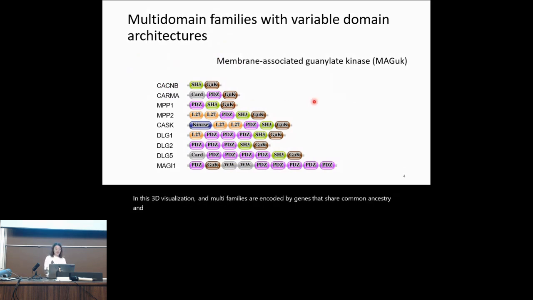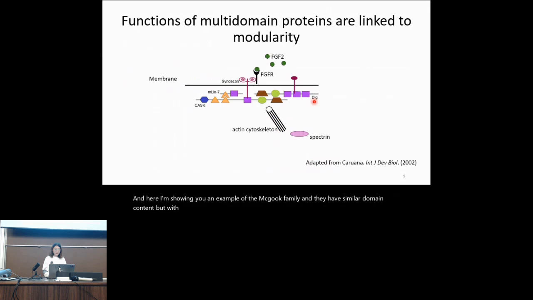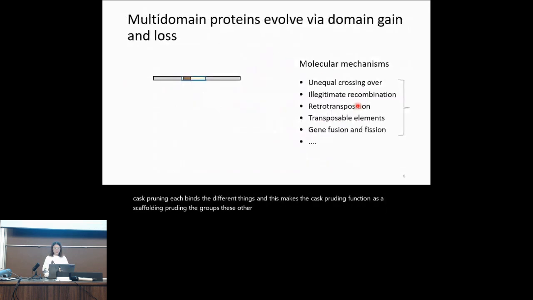Here I'm showing you an example of the McGurk family, and they have similar domain content but with variation. And the modularity of multi-domain protein structure is intimately related to the modularity of their functions. For example, these 4 domains in the cask protein each bind to different things, and this makes the cask protein function as a scaffolding protein that groups these other proteins together.